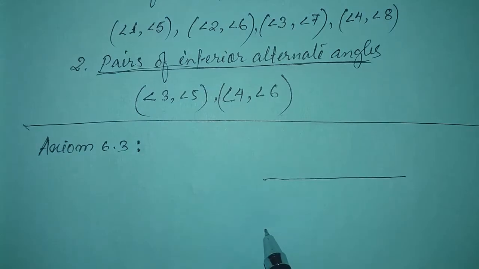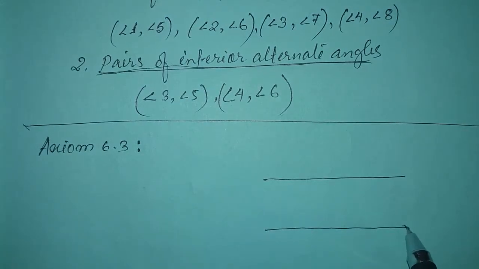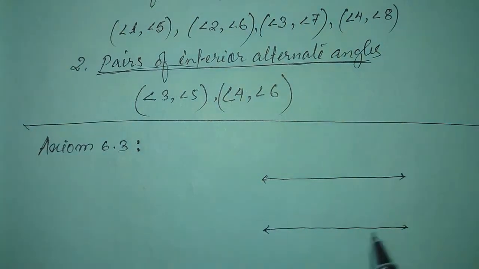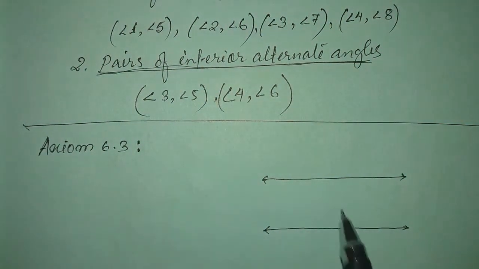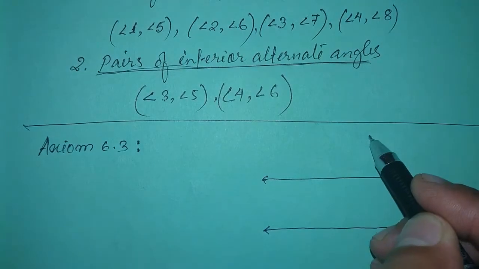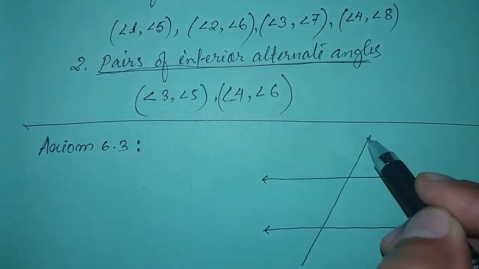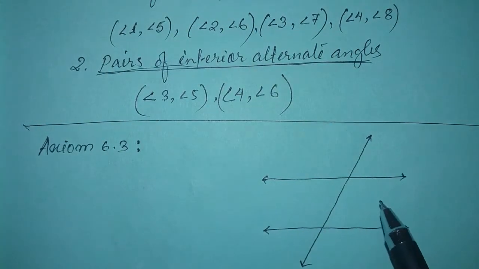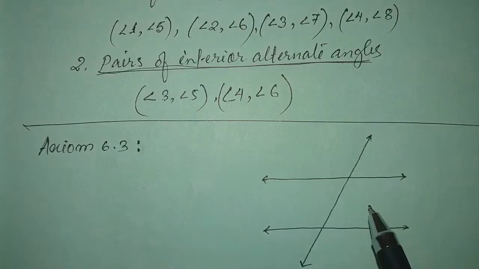Let's draw two parallel lines here. These two lines are parallel lines. Now what it says here is, if a transversal intersects two parallel lines, then each pair of corresponding angles is equal.